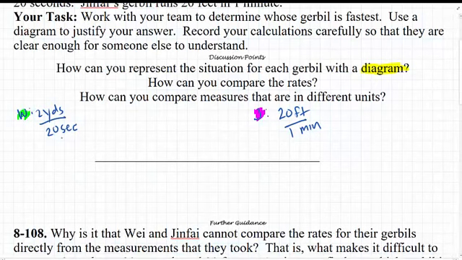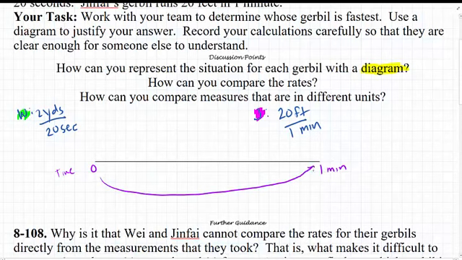So for W's, actually let's do J's first. Since he did a full minute, let's actually work on J's. So J's is kind of easy. We're going to say that if the bottom part is the time, this is 0 time. Right here at the end we'll say is 1 minute.